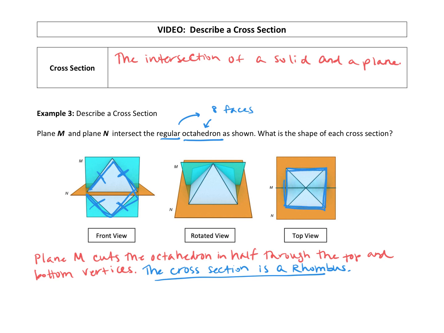So let's make a note. Plane N cuts the octahedron horizontally between the bases of two square pyramids.